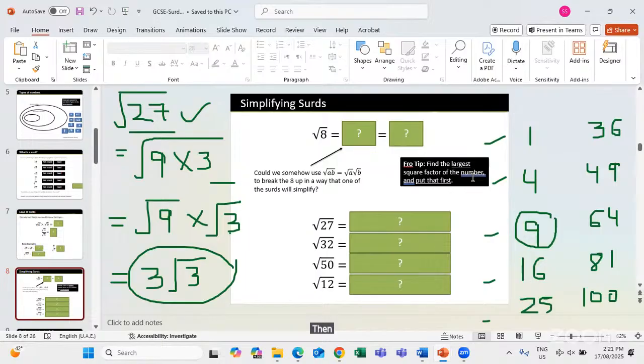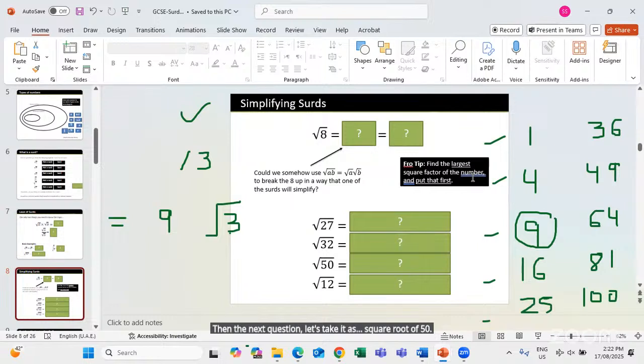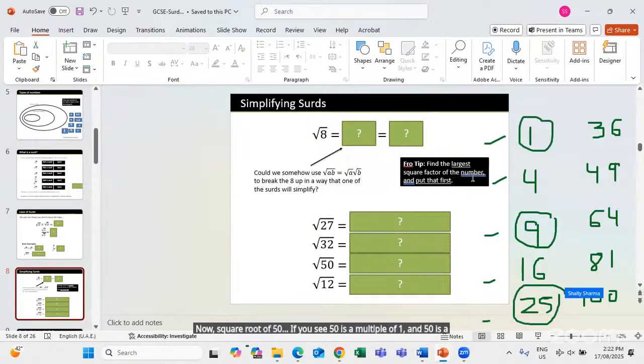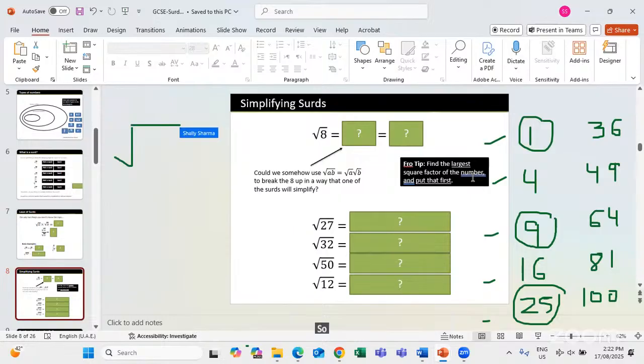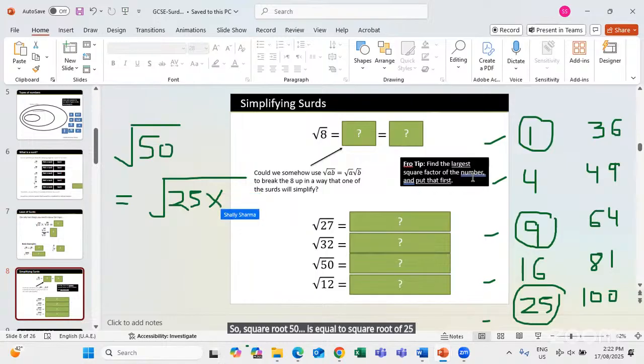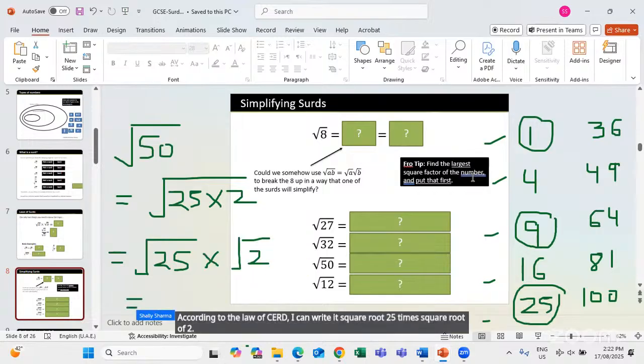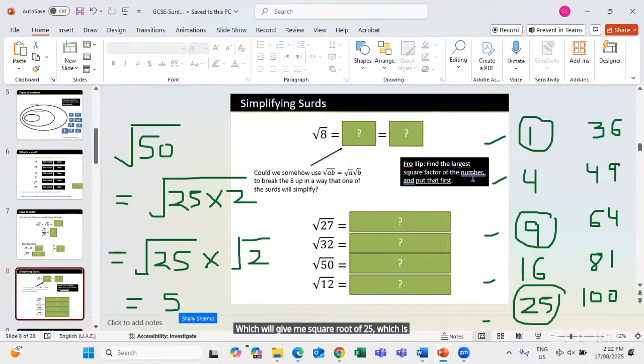Then the next question, let's take it as square root of 50. Now square root of 50, if you see, 50 is a multiple of 1 and 50 is a multiple of 25 as well. So square root 50 is equal to square root of 25 times 2. According to the law of surds, I can write it as square root 25 times square root of 2, which will give me square root of 25, which is 5, times root 2. This multiplication sign you can remove.